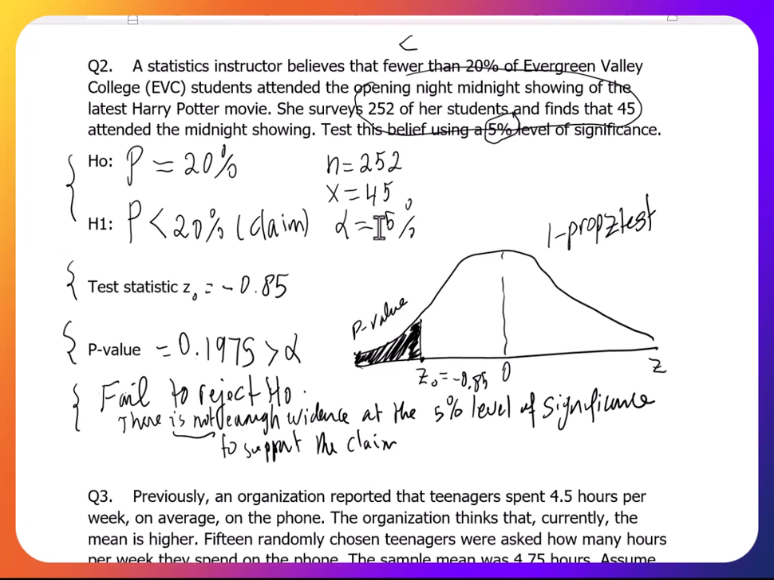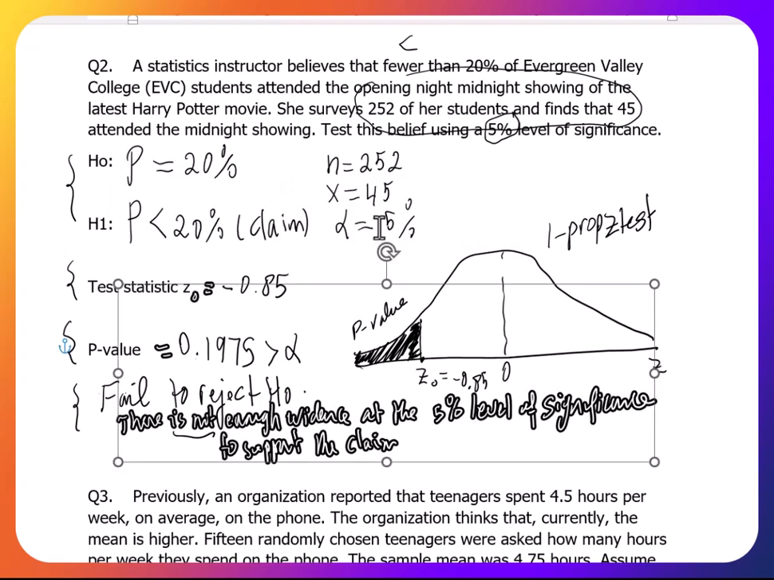Now the conclusion, guys. Let me show you how you write the conclusion. This is a very important step. The conclusion for a reader, someone who doesn't know statistics. You test this belief. What do you think of this belief that you just tested? If you fail to reject H0, you start with there is not enough evidence. And if you reject H0, you say there is enough evidence. So since we fail to reject H0, you say there is not enough evidence at the 5% level of significance.